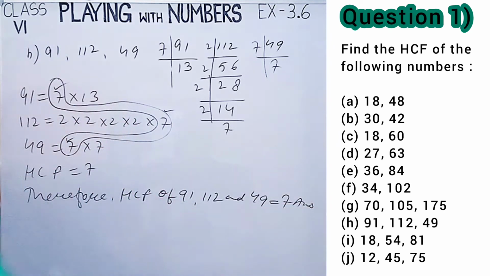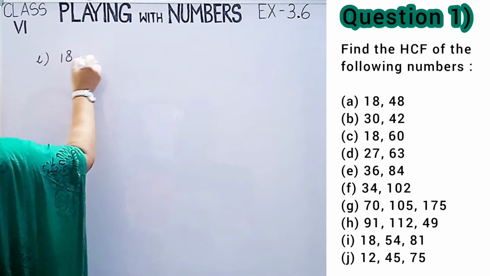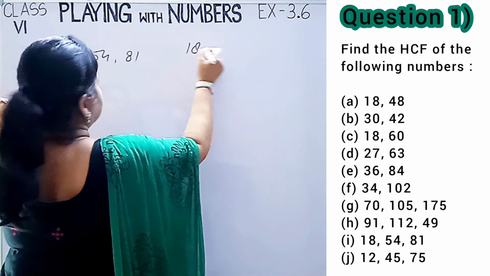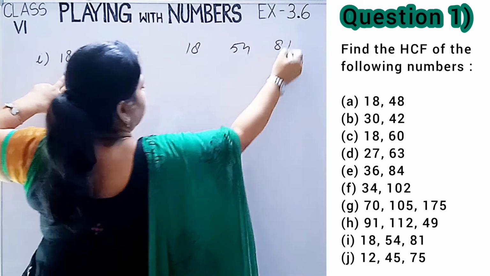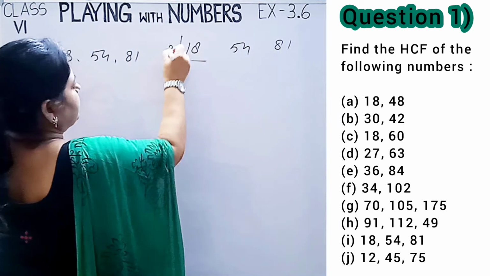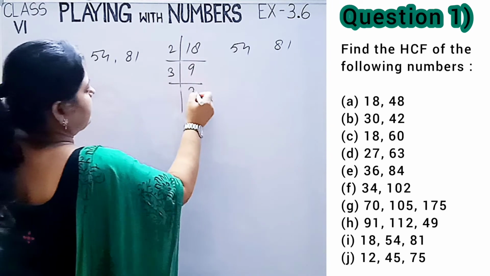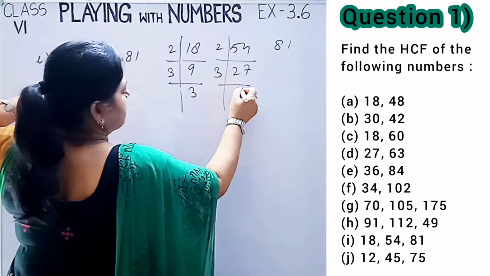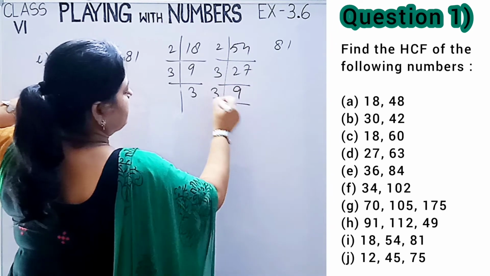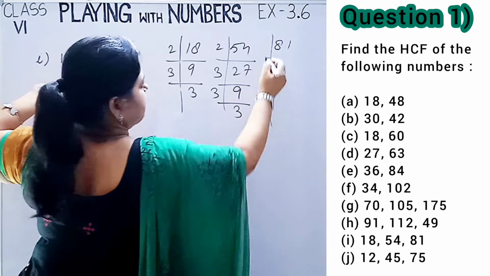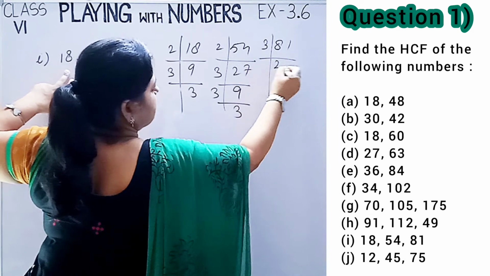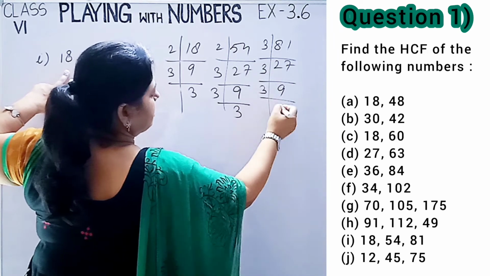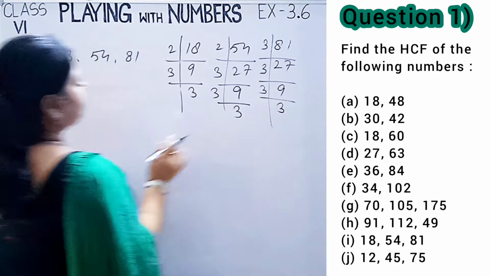Answer. I. 18, 54, 81. So let's do prime factorization of 18, 54 and 81. So 2 9s are 18, 3 3s are 9. 2 2s are 4, 2 7s are 14, 3 9s are 27, 3 3s are 9. Last one is 81. 3 2s are 6, 3 7s are 21, 3 9s are 27, 3 3s are 9.